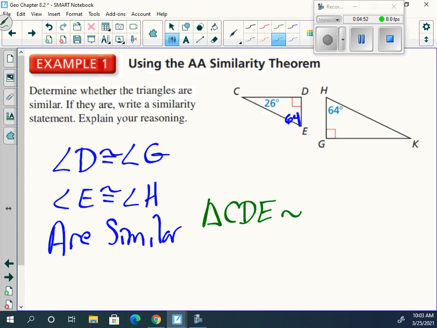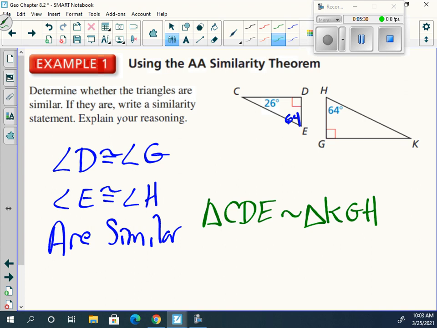So when I picked the first one, we said CDE. It doesn't matter which one we pick to start, but we have to follow the path. Since we started off with angle C, we went to D and then E. So we start off with the angle that's 26 degrees, went to the angle that's 90, then went to the other angle. So on the other triangle, I have to follow the same path. They have to match up. KGH. And that's our similarity statement.